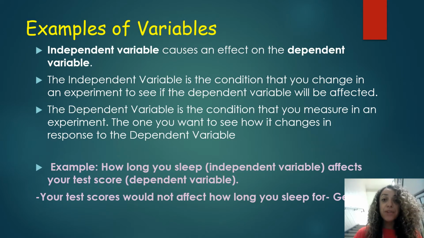For example, if you're doing an experiment on if sleep affects students' scores on tests, then how long you sleep would be the independent variable. That's the variable that we can control. We can make a student sleep less, we can make a student sleep more, and we can see the difference. That's the variable that we can actually control. We can change it. The dependent variable would be the actual test score. So does the test score become affected by the hours of sleep? Your test scores would not affect how long you sleep for. So do you see the difference between the two?